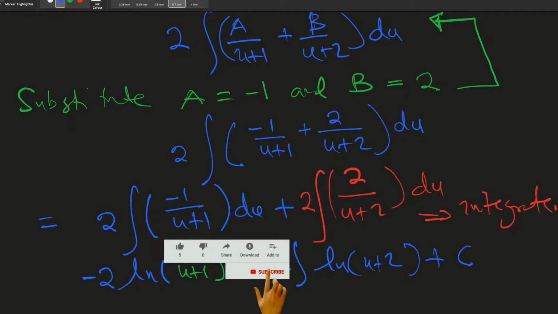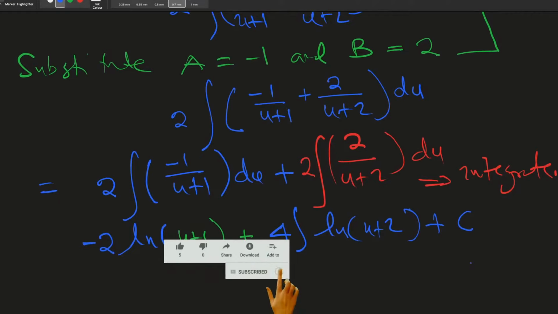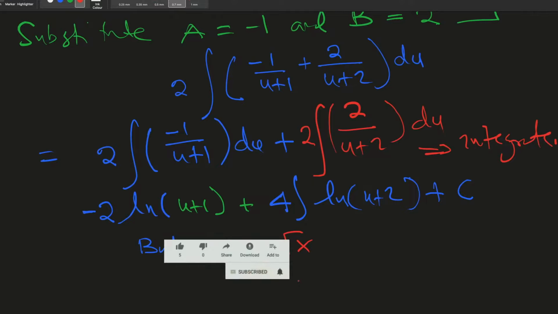This integration is integrated to this point. But we know that our u was equal to square root of x, meaning that we have to put square root of x in place of wherever we see u in our expression answer. So now -2 natural log of u plus 1 this time around is going to be square root of x plus 1.